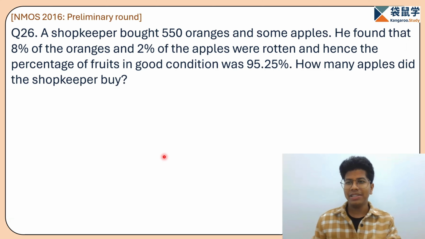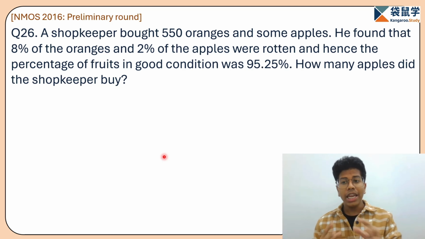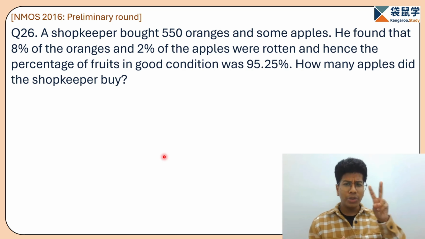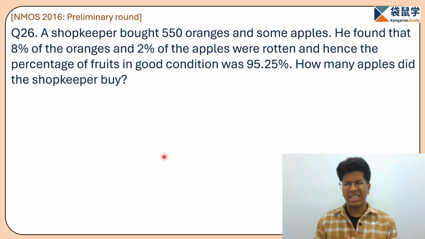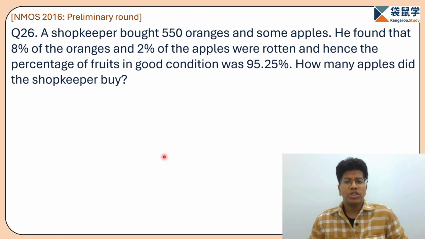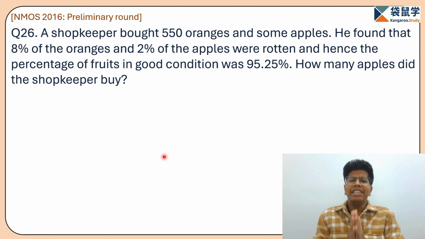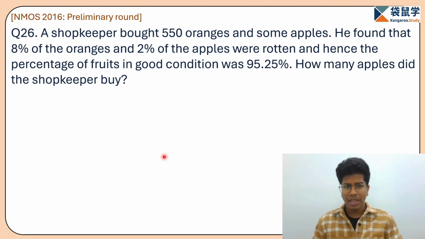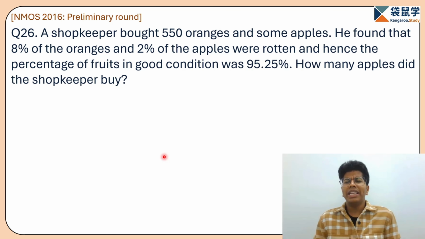The question says, a shopkeeper bought 550 oranges and some apples. He found that 8% of the oranges and 2% of the apples were rotten, and hence the percentage of fruits in good condition was 95.25%. The question is asking how many apples did the shopkeeper buy?